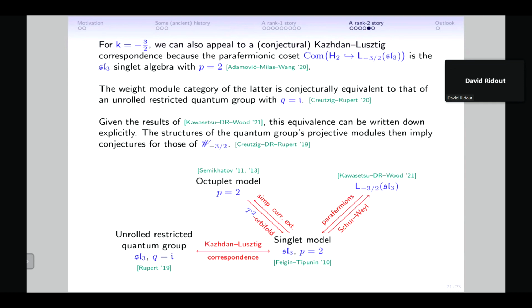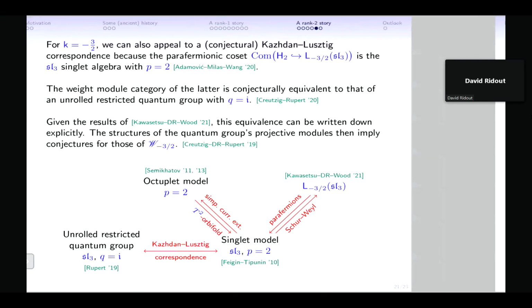And just out of interest, the singlet model has a simple current extension, which for SL2 would be the triplet model, but here it is not the triplet model. It's sometimes called the octuplet model that Semikhatov studied about 10 years ago. All right, so what kind of structures can we get for our affine algebra?